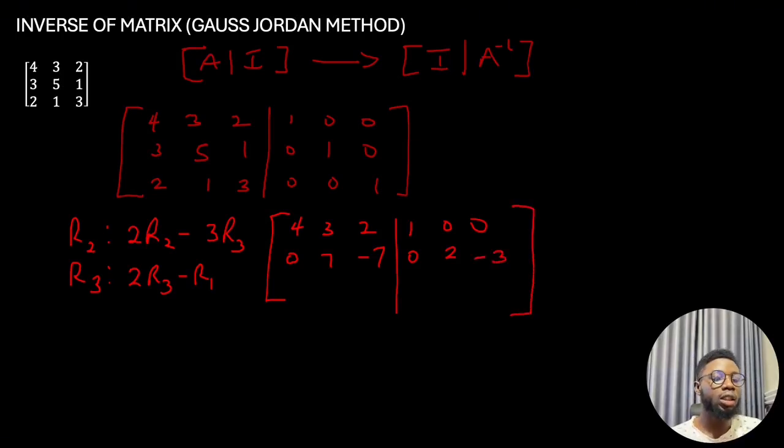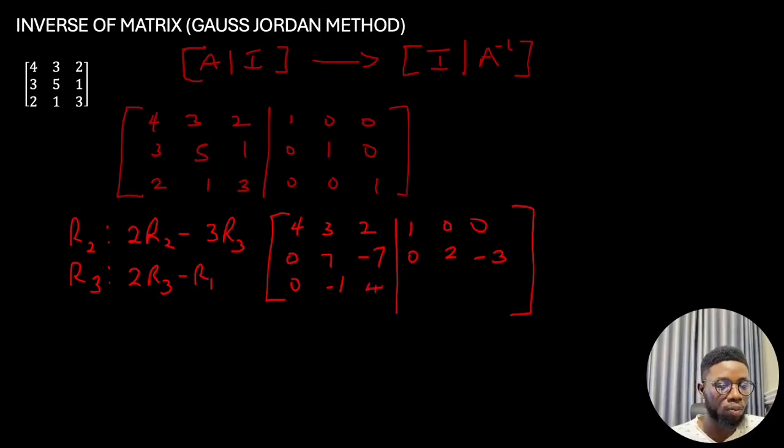So moving to the last stage, we have 2 row 3 minus row 1. So just multiply everything in row 3 by 2, and we multiply everything in row 1 by negative 1, and we sum them up together. So 2 times 3 is 6, and 6 minus 6, that would be 0. Then we have 2 times 1, which is 2, then minus 3, that would be a negative 1. And we have 2 times 3 is 6, then 6 minus 2, that would be positive 4.